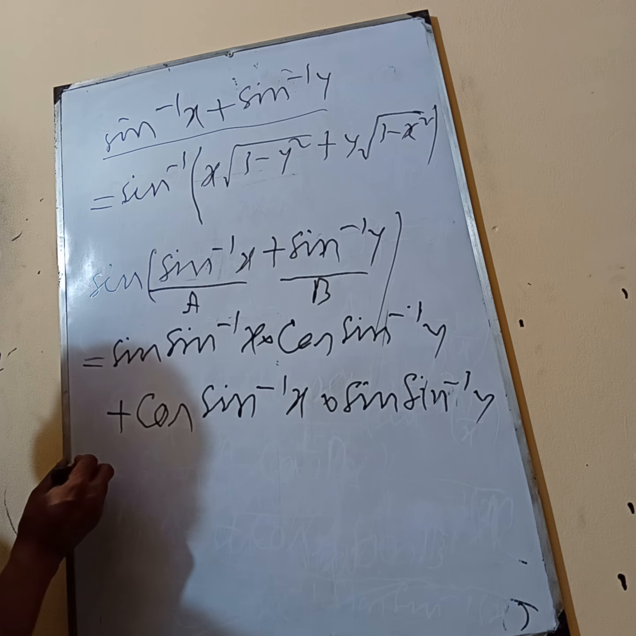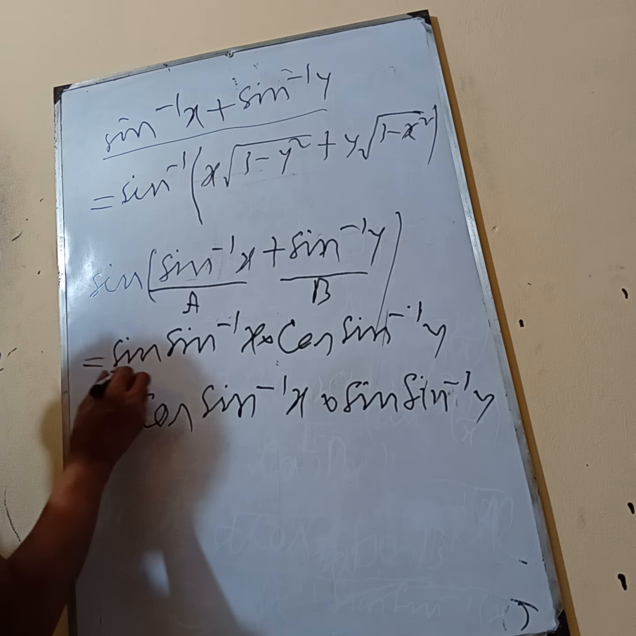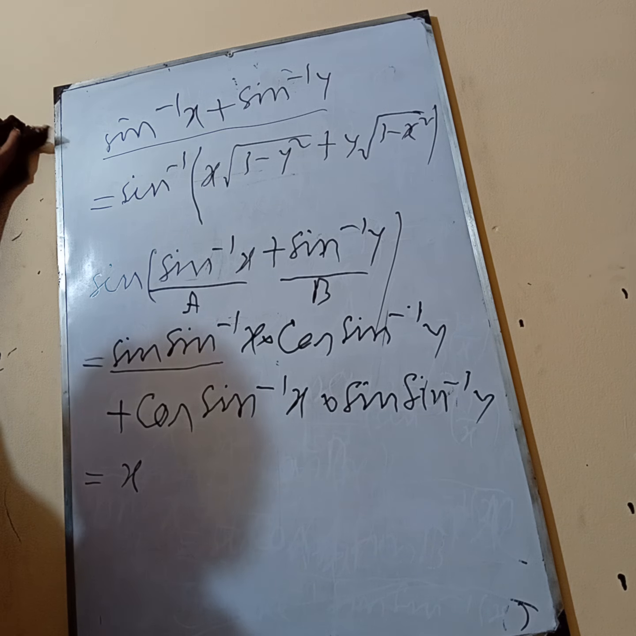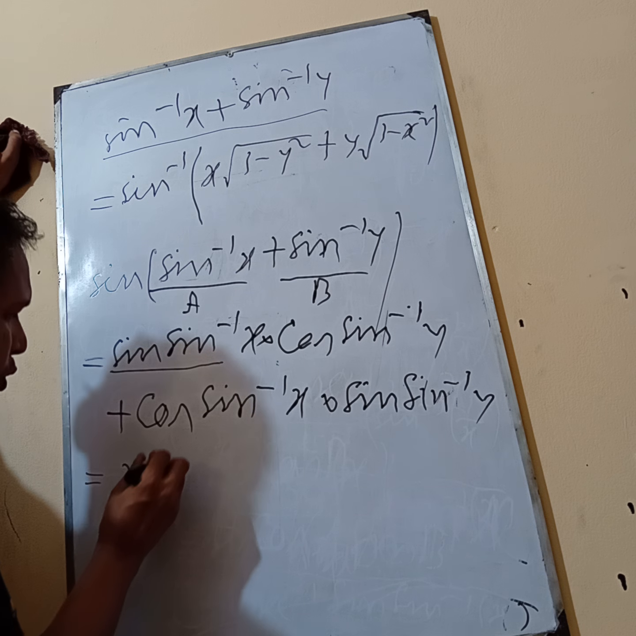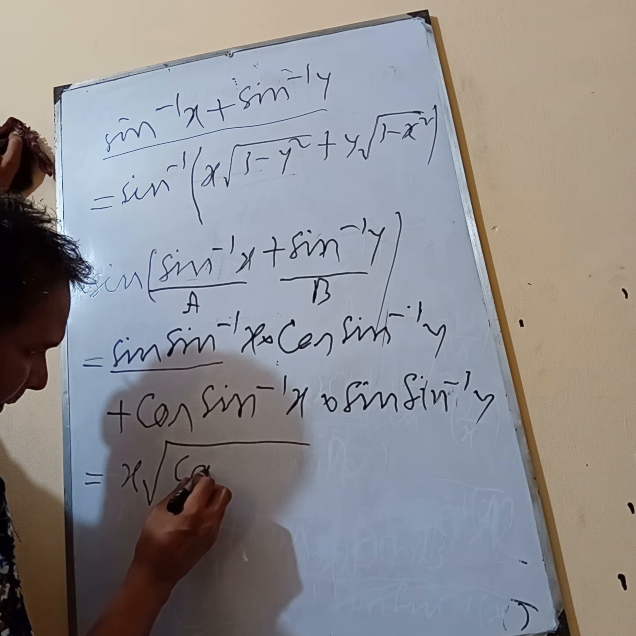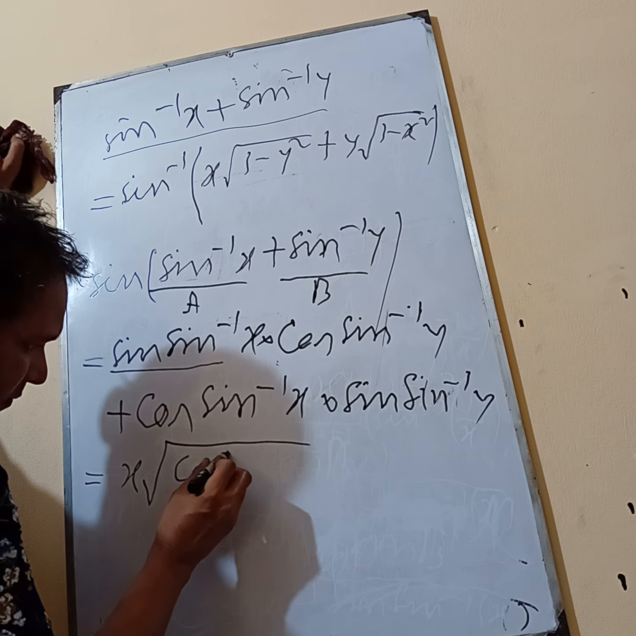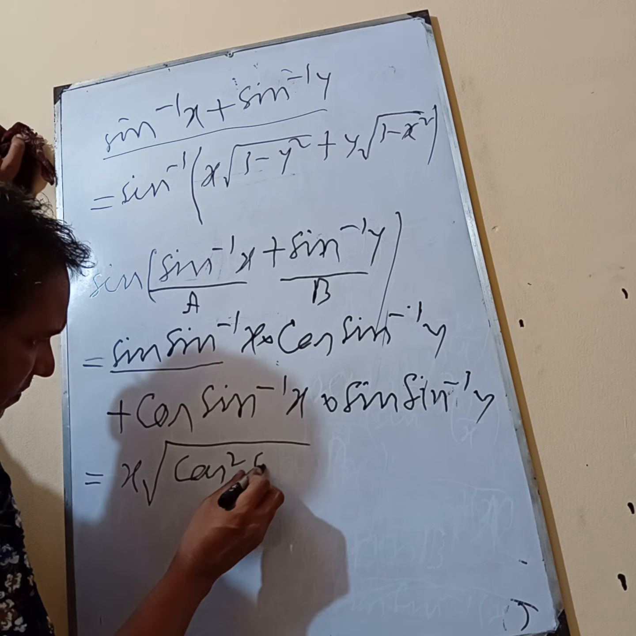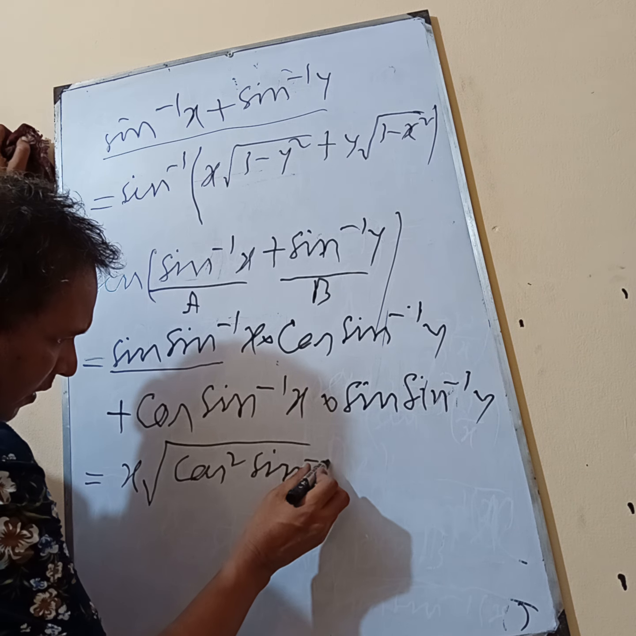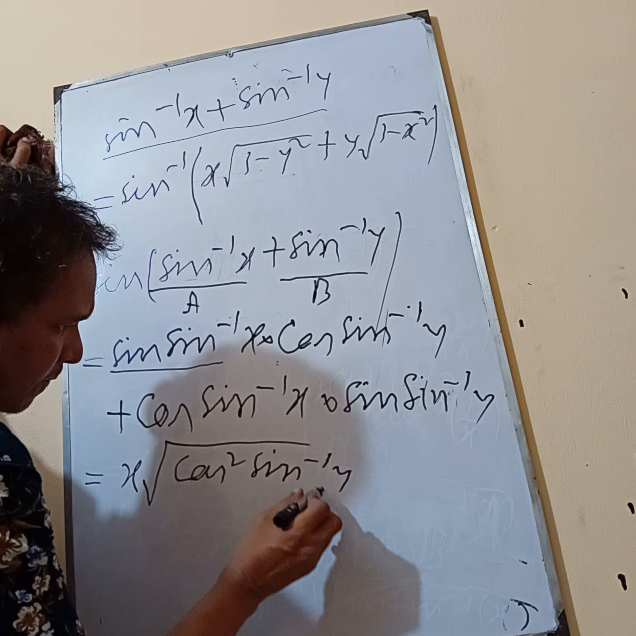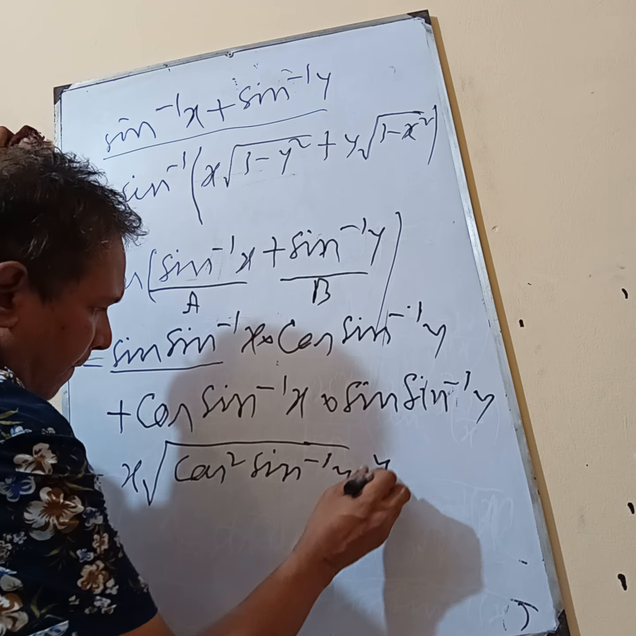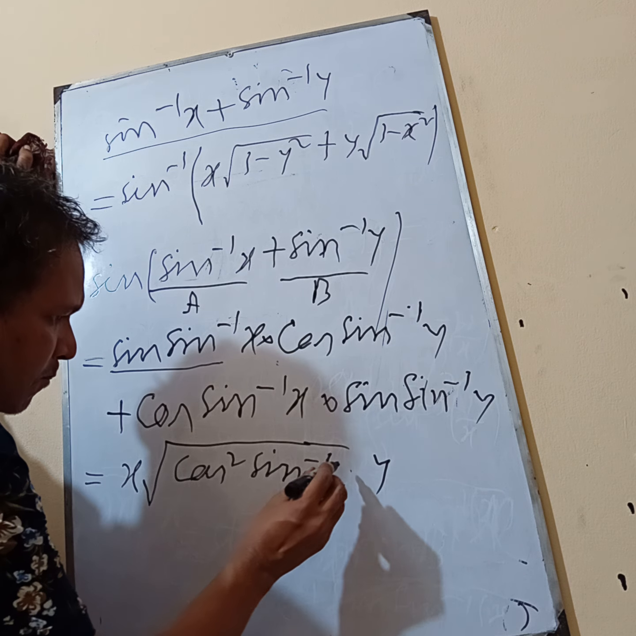Now sin of sin inverse x is equal to x, and for the cos I have to write root of 1 minus cos square... sin of sin inverse y is equal to y. Sorry, this is x.